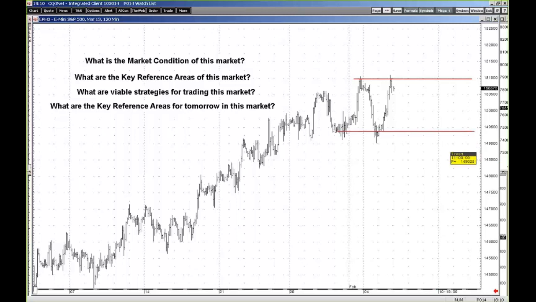Now, note that this is a 120-minute chart. I don't really care within 2 or 3 ticks. If I go short here, exactly where I get filled just doesn't matter. And that's another thing that's very, very different about this approach to trading. We're not price-based traders. We're trading market condition. Trading market condition gives you a higher expectancy.